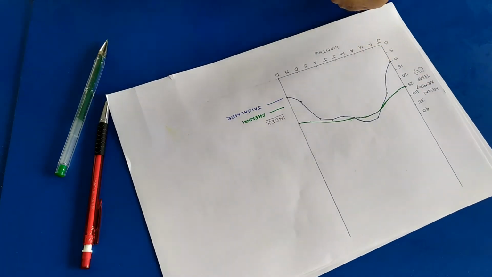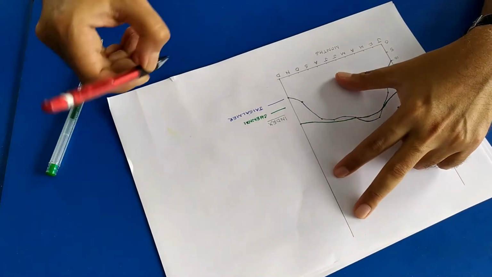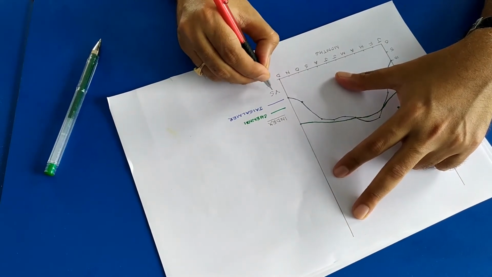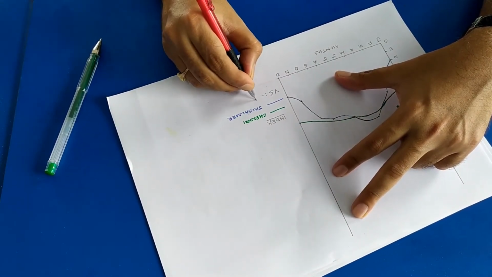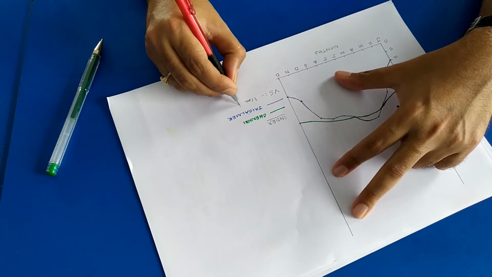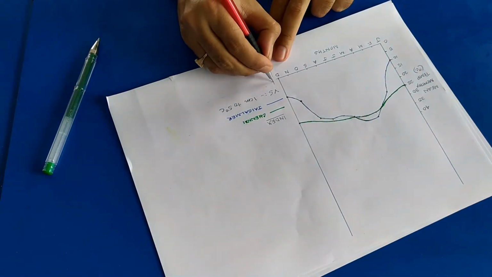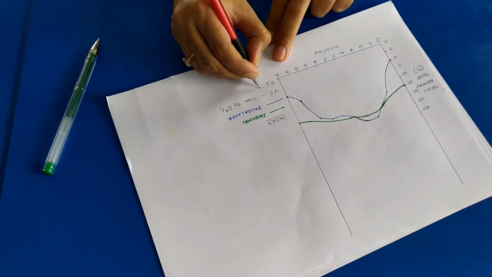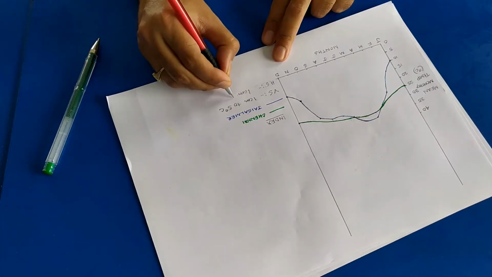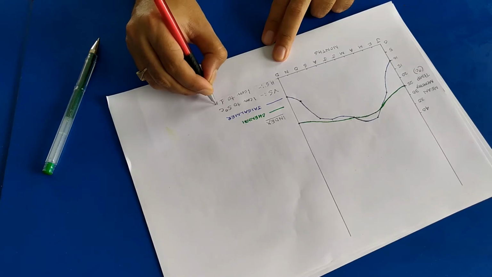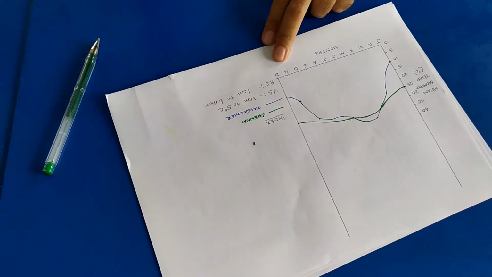We must also mention the scale that we have taken. The vertical scale was 1 centimeter to 5 degree centigrade. The horizontal scale was 1 centimeter to 1 month.